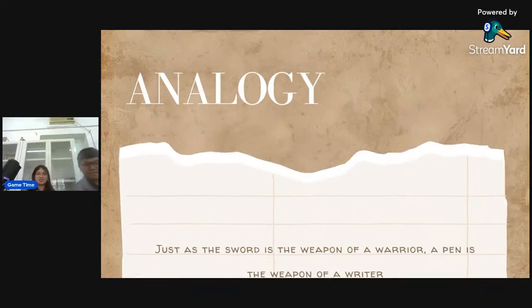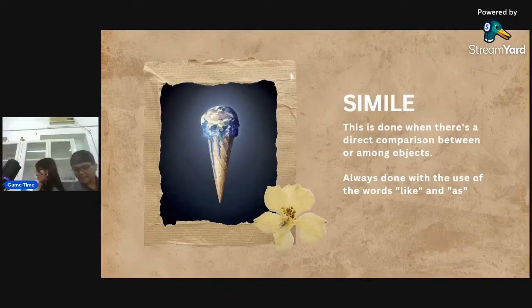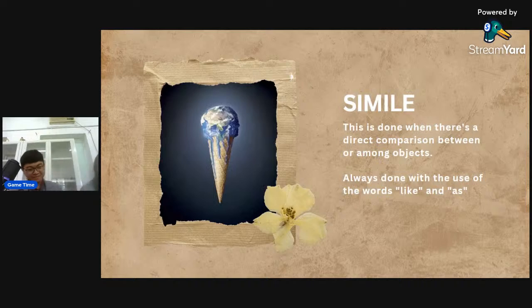Okay. Next we have simile. All right, so simile, I'm pretty sure this is common knowledge. Simile is done when there's a direct comparison between or among objects, and it is always done with the use of the words like and as. I'm pretty sure you know how simile works at this point because we've learned that in elementary and in junior high school as well. So it's pretty easy to get.